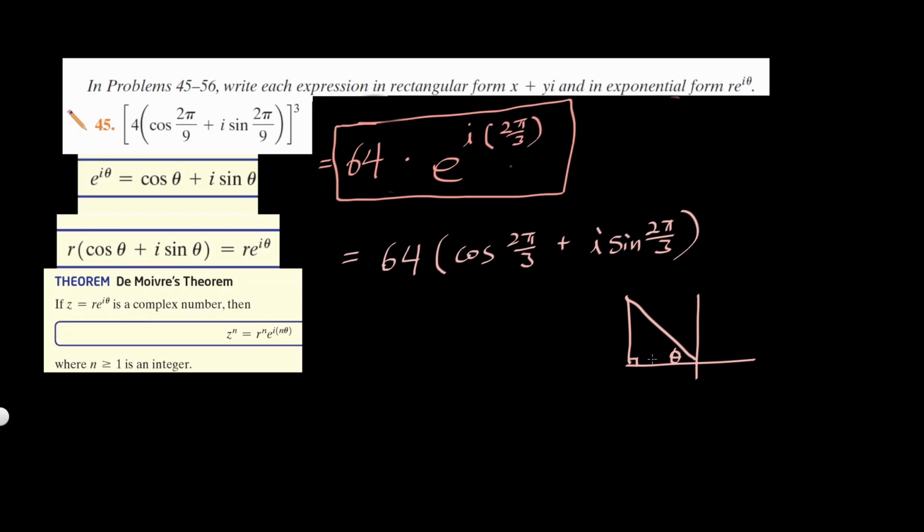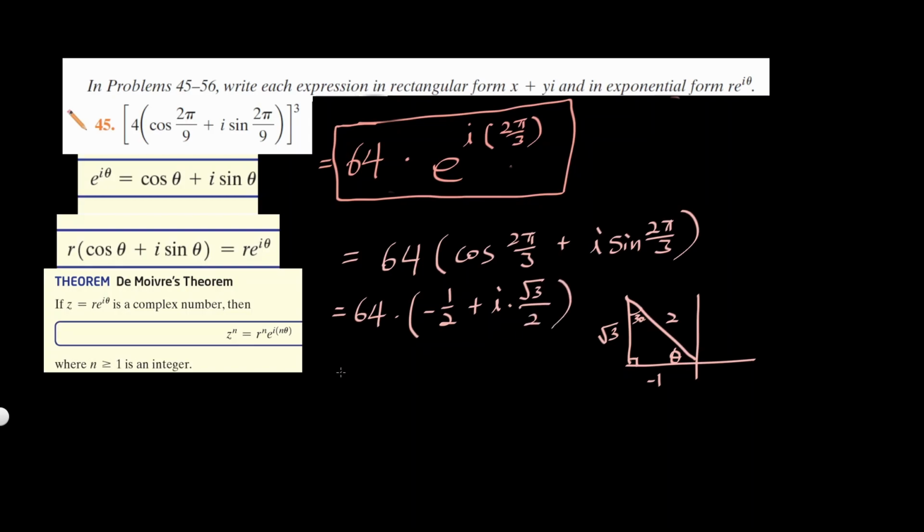So pi over 3 is a reference angle, which is 60 degrees, which means this is 30 degrees. Opposite to 30 is 1. Opposite to 60 always gets radical 3. And this is 2. So we have 64 times, it's negative 1 here because we're going left. Cosine 2 pi over 3 will be adjacent over hypotenuse. So that's negative 1 over 2. Plus i times sine will be square root of 3 over 2.